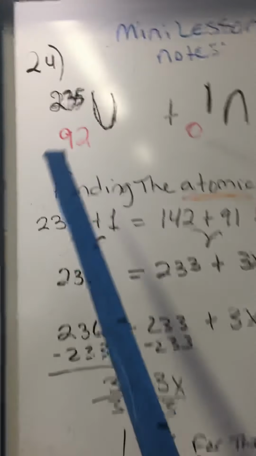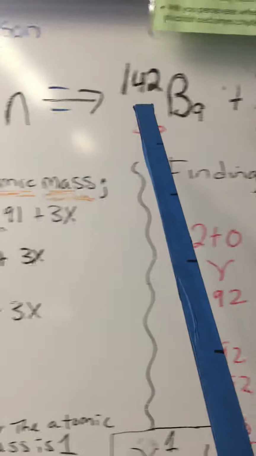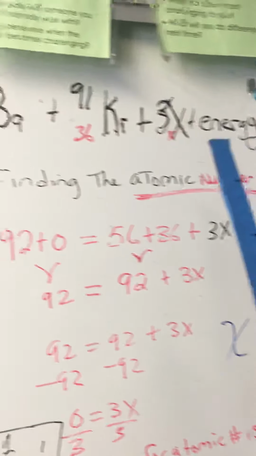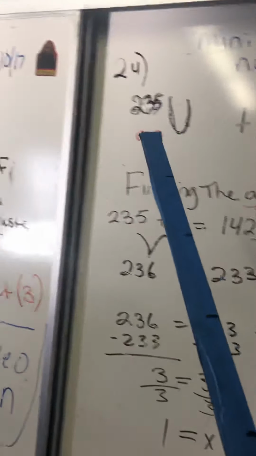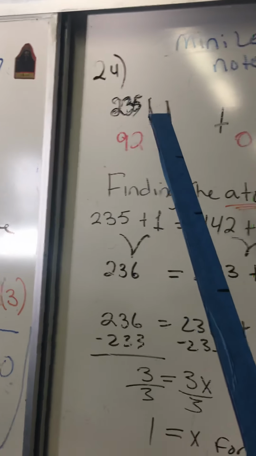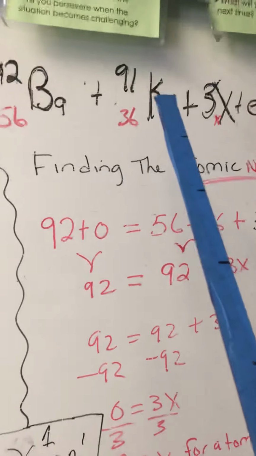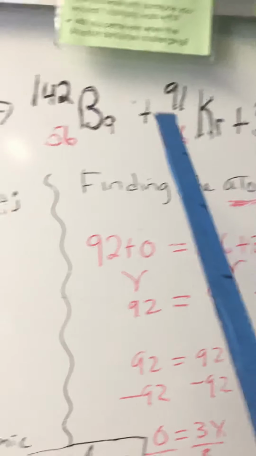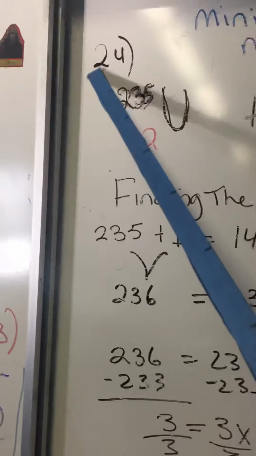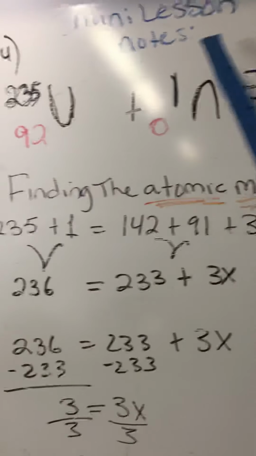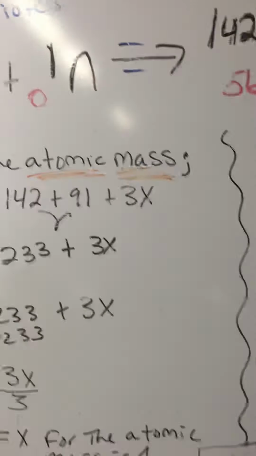So we go over here, this is the mini notes. We had this particular equation, I'm going to go slow from left to right. This is question number 24 on the worksheet. Here goes your mass, 235, 142, 91, and 3x. These are all examples of the mass, right? And we're saying our reactants equals the products.